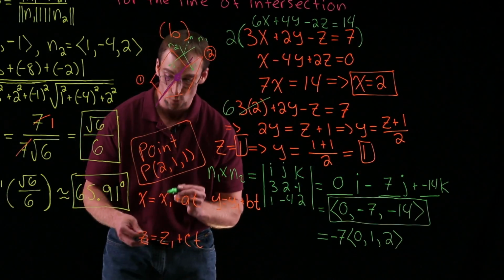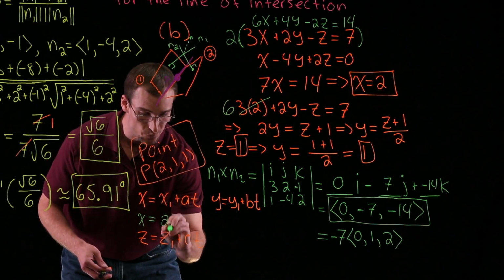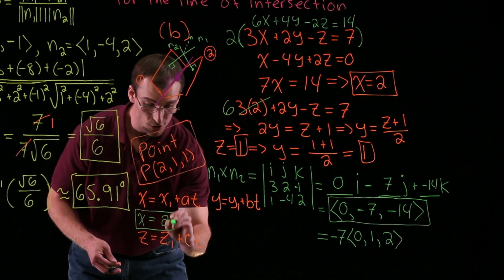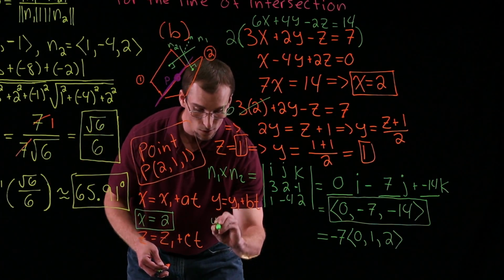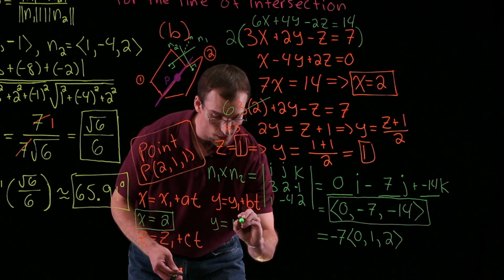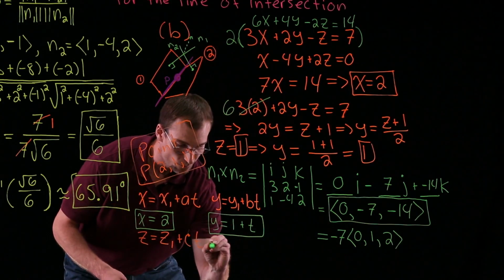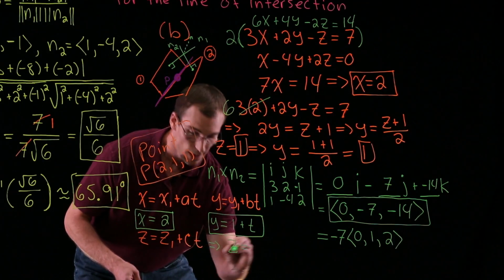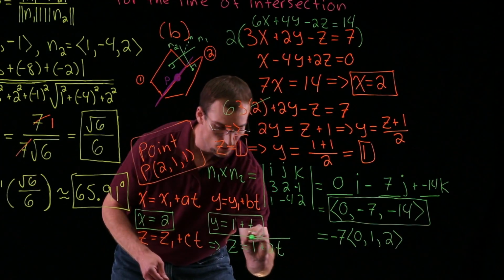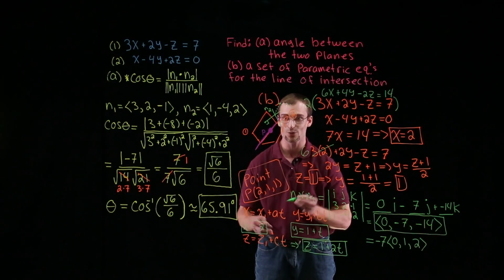Finishing up our parametric equations, we have x equal to x1, which is 2, plus a, which is 0, times t. So we'll just have x equals 2. And y equal to y1, which is 1, plus b, which is 1, times t, so just 1 plus t. And lastly, z equal to z1, which is 1, plus 2 times t. So there's our set of parametric equations of the line of intersection between our two planes.